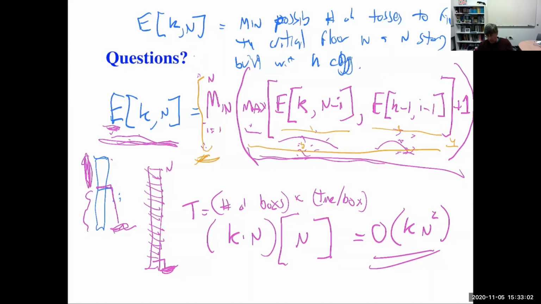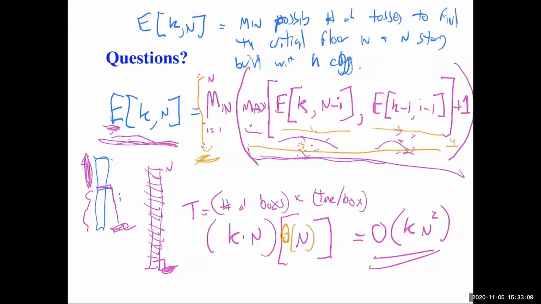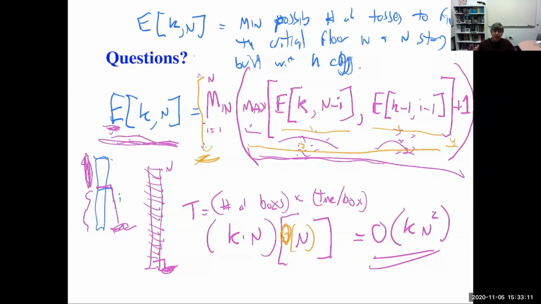If you want me to say is it order n, that would probably be the more accurate way to describe it. Put a big O of n there. It's not n exactly, but it may be 4n or 65n, who knows? But this is order n, and that's why we get the order kn squared. Any questions about that?